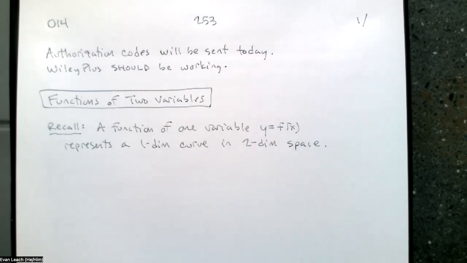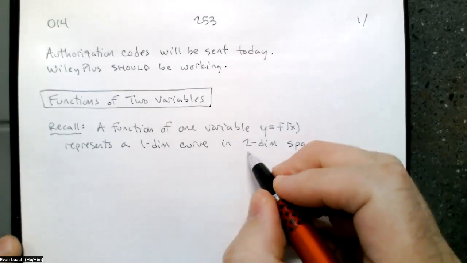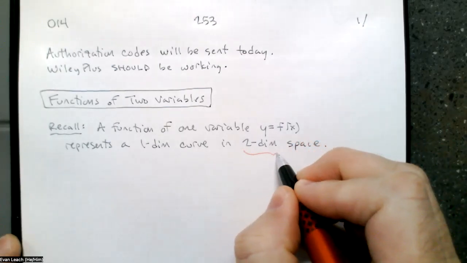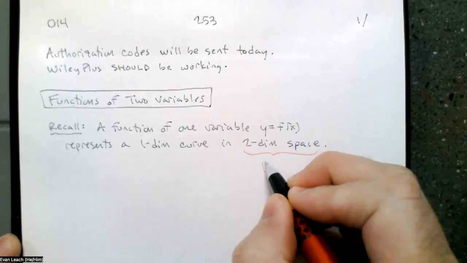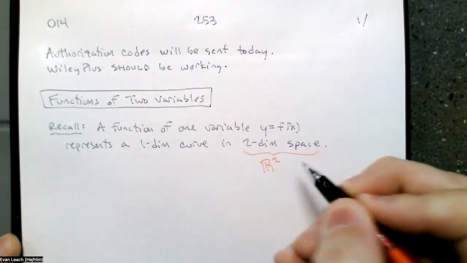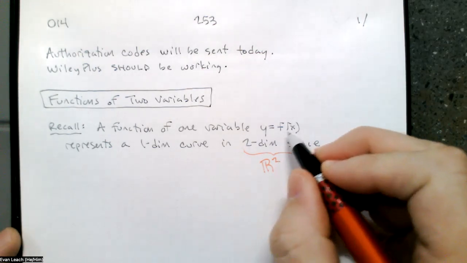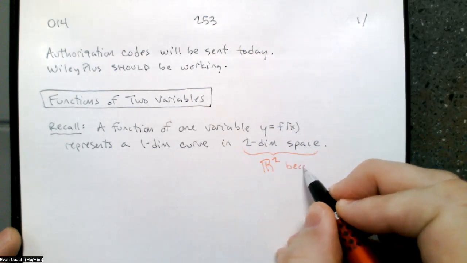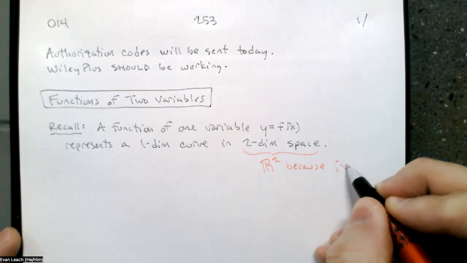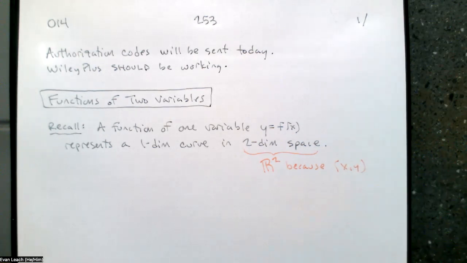So this two-dimensional space part, which we are going to refer to as R2, is because we have x and y. All we're doing is picking a bunch of points, x, y, in the plane. And if we graph a continuous function, they're all going to be connected. And the connection is going to be a one-dimensional curve.